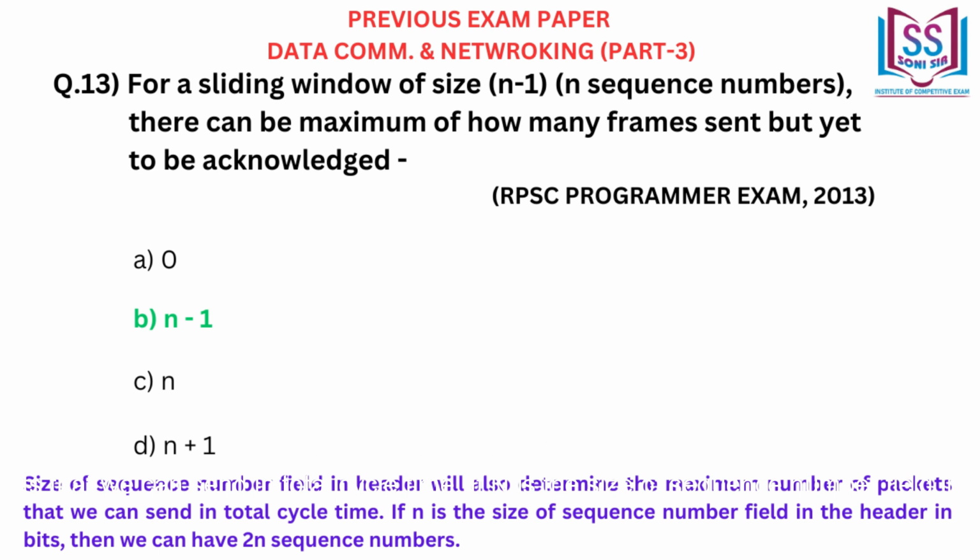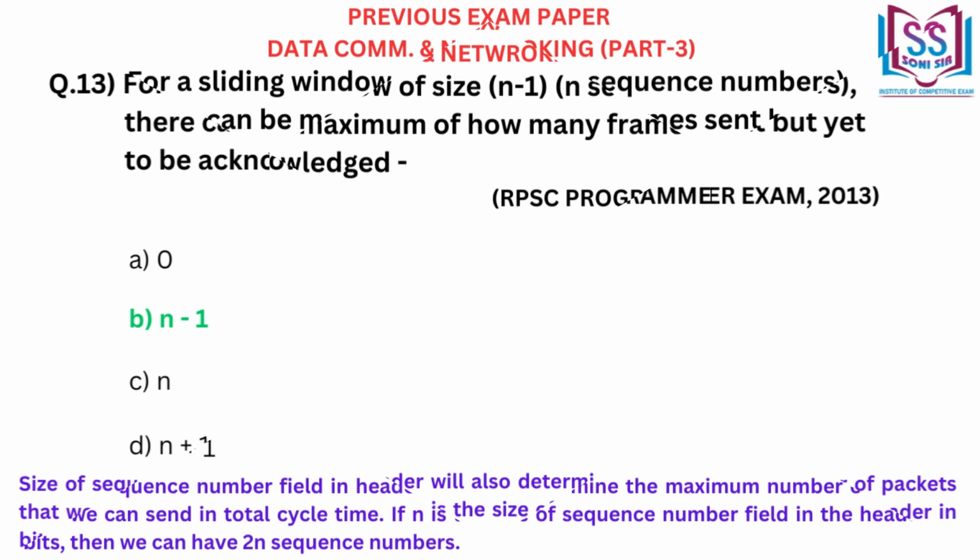Size of the sequence number field in the header will also determine the maximum number of packets that we can send in a total cycle time. If N is the size of the sequence number field in the header in bits, then we can have 2 raised to the power N sequence numbers.